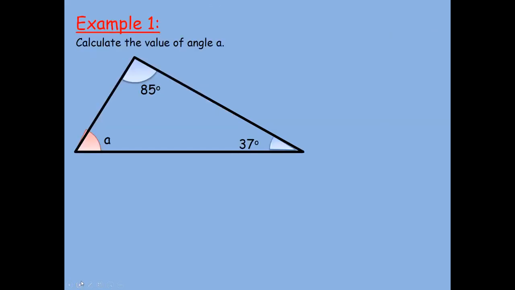So let's have a look at some examples. So we've got this angle here, A. We don't know what it is, but we know that if we add it to 85 and 37, we would end up with 180 degrees. So we're going to do that by firstly doing a column addition, remembering this is a non-calculator question.